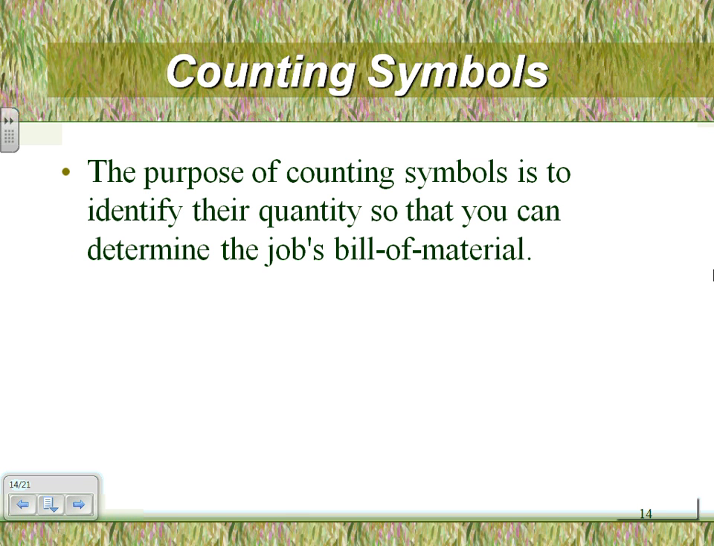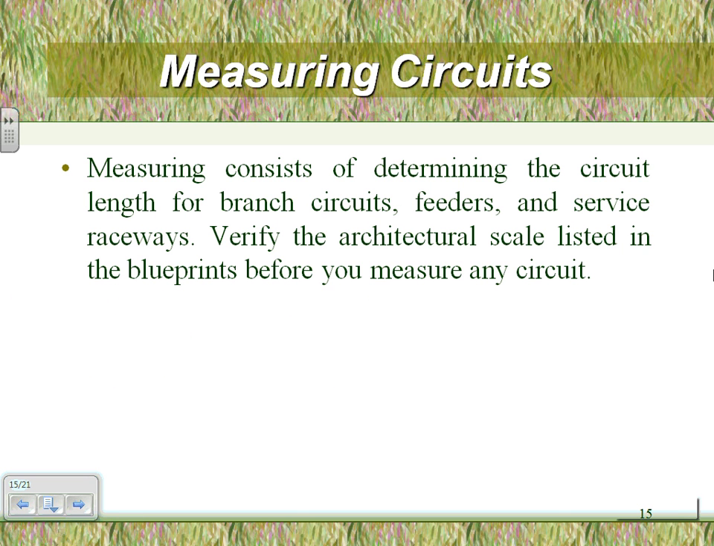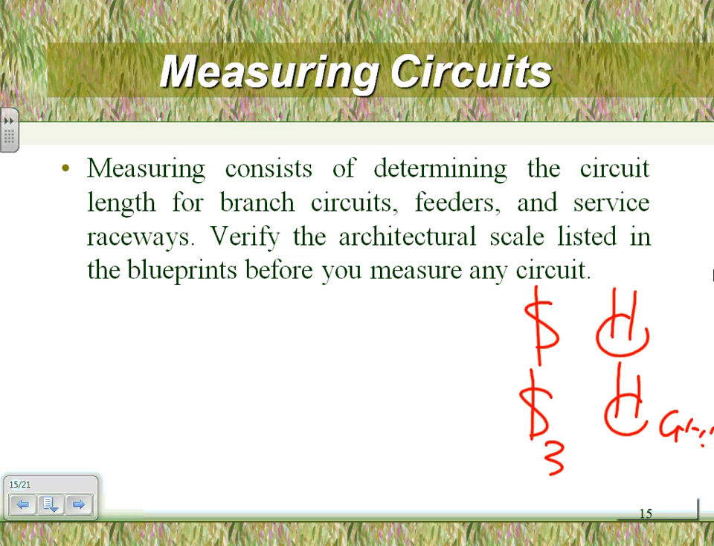Counting symbols. Identify the quantity so that you can determine the job material. How many receptacles? How many switches? Different types of receptacles and switches. Measuring circuits. So we counted, right? Here's one receptacle, two receptacles, one switch. Here's another type, three-way switches. We counted, this is GFCI. We counted them, right? And then here's a branch circuit. I'm going to wire this one from here to here. You need to measure this distance, 10 feet.